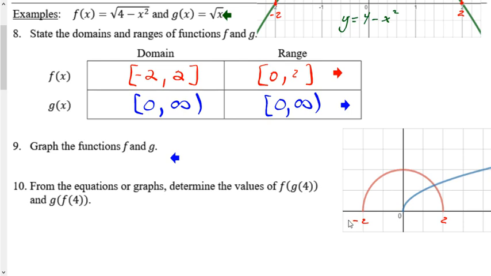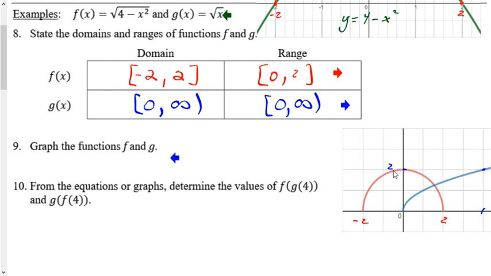Well, here once again, from the equation or the graphs, I'm going to do the graph again. Determine the value of f of g of 4. All right, g of x is my inside function. That's where I'm starting. So if I plug a 4, that's way over here, into my g of x function, what do I get as output? Well, it comes up here and I come across, and what I get as output is a 2.